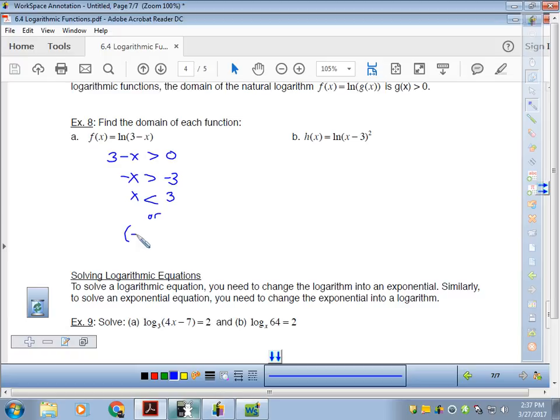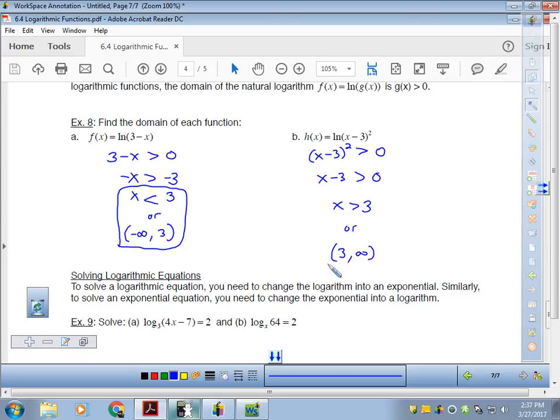If we wrote that in interval notation, that would be negative infinity to 3 with the 3 excluded, because negative infinity is less than 3. For the letter b here, h of x equals ln of (x minus 3) squared. So for our domain, we would say (x minus 3) squared has to be greater than 0. Take the square root on both sides. x minus 3 has to be greater than 0. Add the 3 across, you get x has to be greater than 3. Or if we wrote that in interval notation, this time it would be 3 to infinity. So that way we go greater than 3.